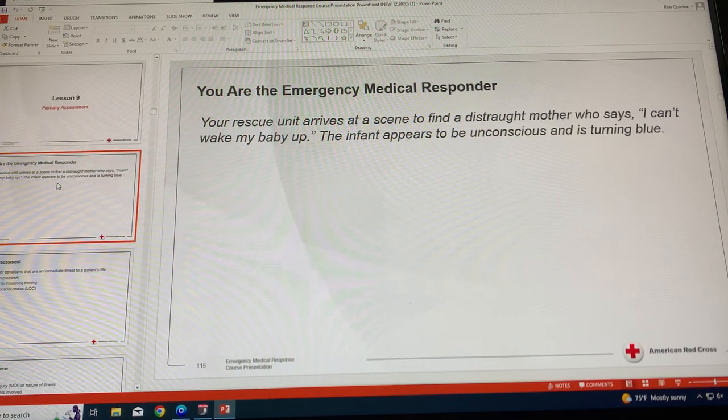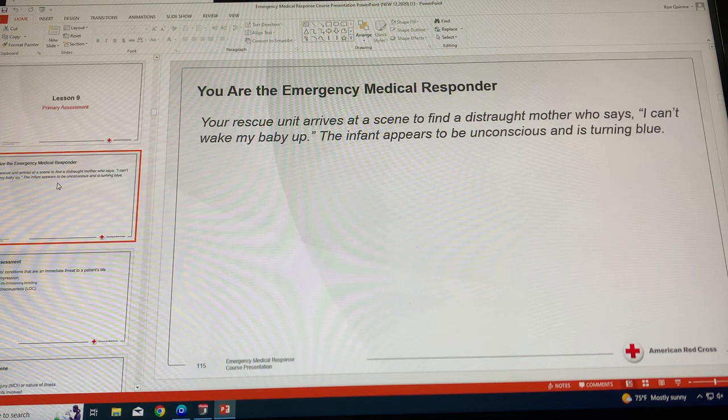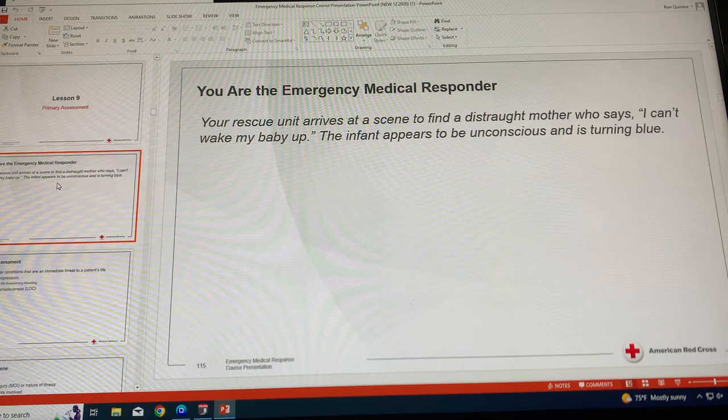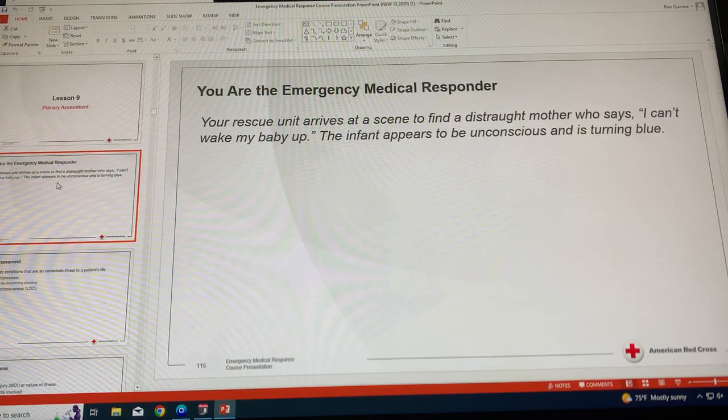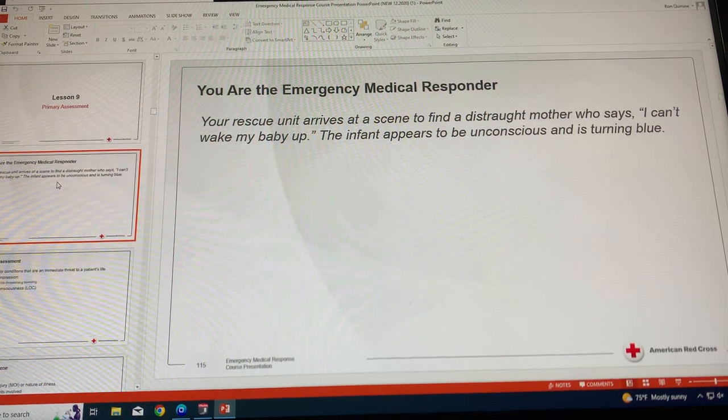Okay, right here we have a scenario that we will discuss in person. You are the emergency medical responder. Your rescue unit arrives at a scene to find a distraught mother who says, "I can't wake my baby up." The infant appears to be unconscious and is turning blue. So just think about this scenario and how you would approach this situation. We will discuss this in person.